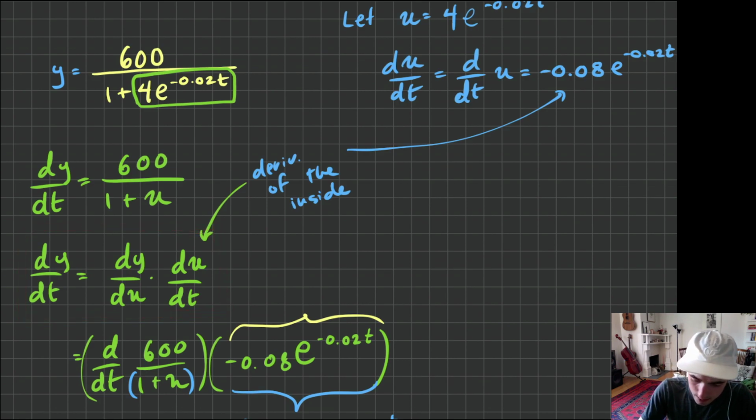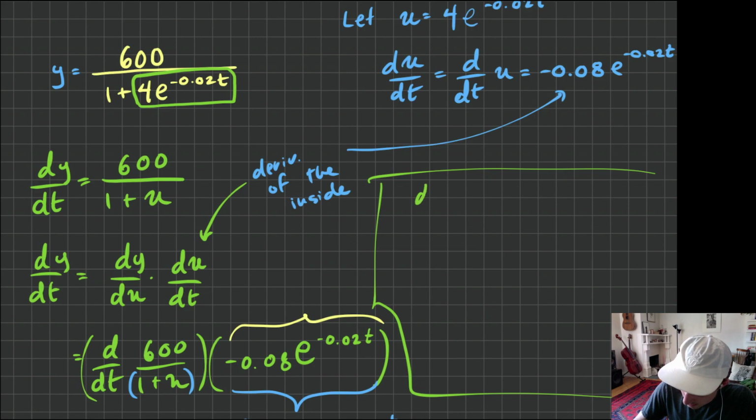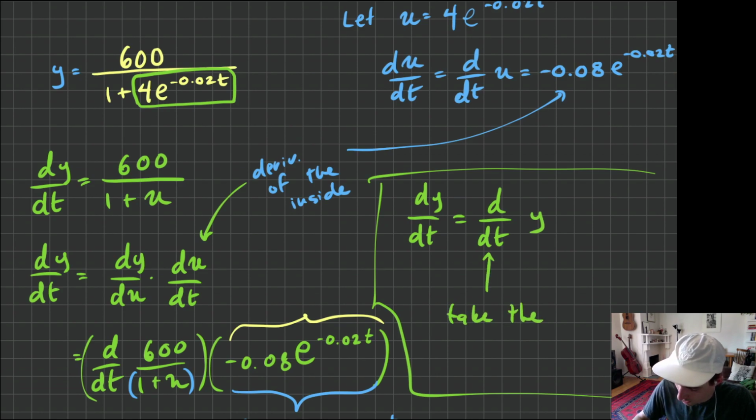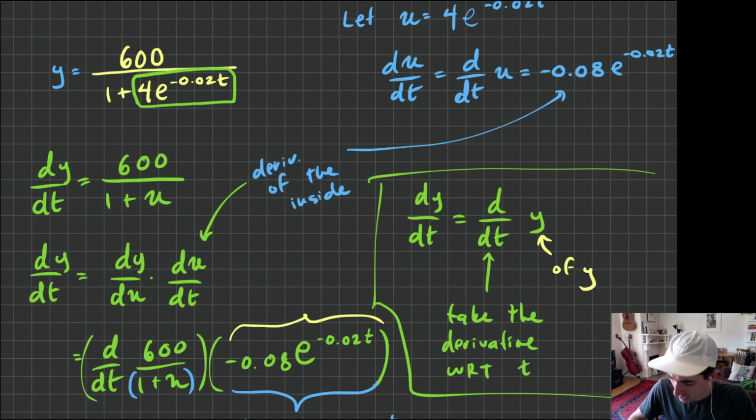Oh, okay, sure. Yeah. So just on the side here, dy by dt is really just a fancy way of saying d by dt of y. So it means take the derivative. So this is an operator, right? Take the derivative of y. And then this is saying with respect to t. So take the derivative with respect to t of y. Well, y is this guy right here.